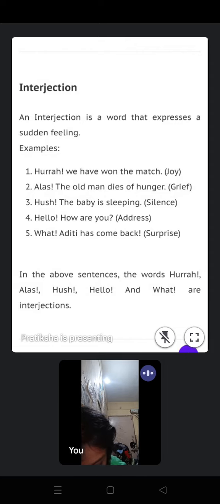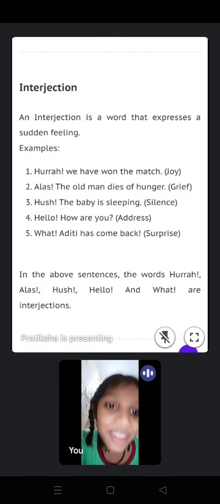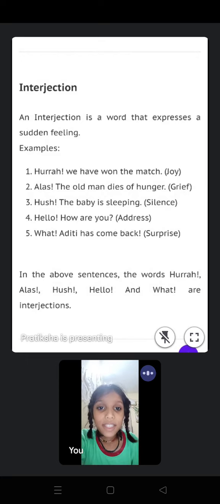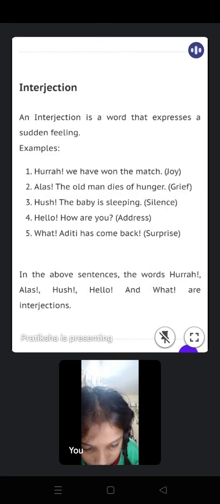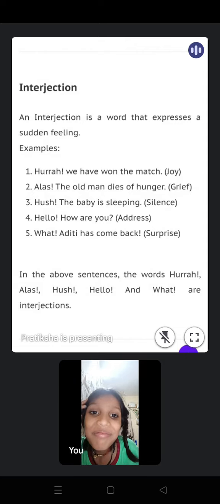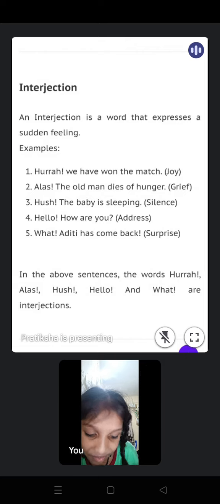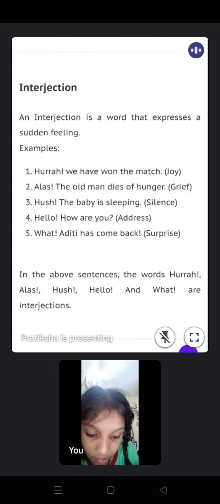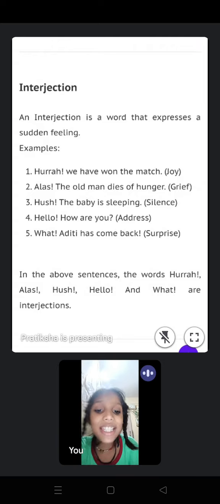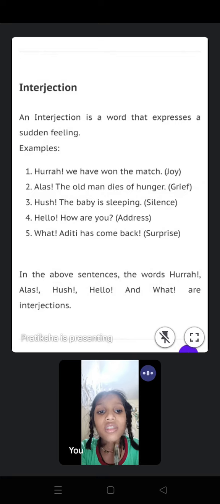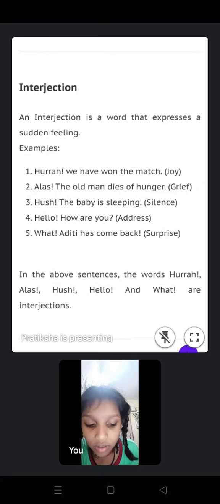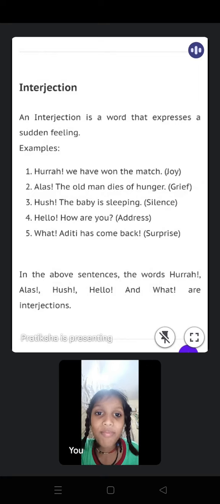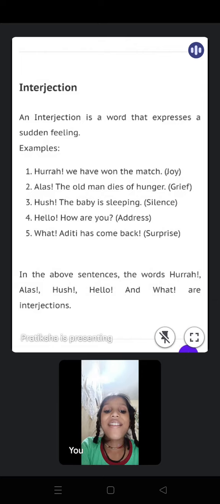First one is hooray. Hooray, we have won the match. Joy. Yes. No need to write joy here, but if you want for your reference, you can write. Otherwise, if you skip that part, that is also okay. But you write that part in the bracket. Hooray means I have to write that also, ma'am? Yeah, because why it is given, tell me. Hooray, we have won the match. Hooray, the word is representing joy here.